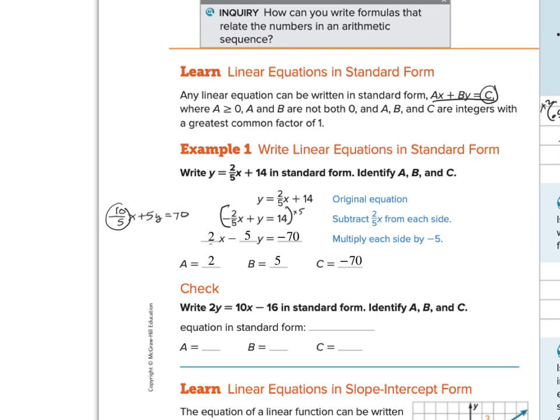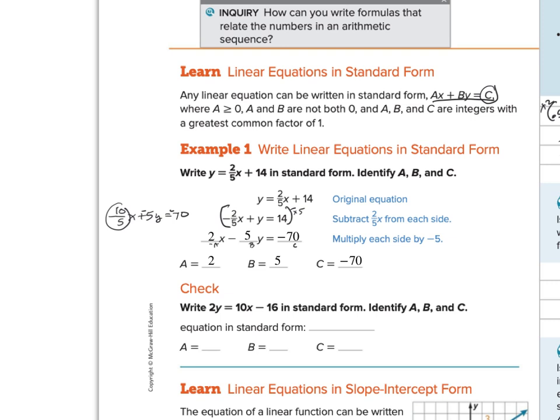They multiply by negative 5 because a negative times a negative became a positive, so that's my bad. That's how we get a positive 2x minus 5y equals negative 70. And then this would be my A, my B, and my C. Okay, so that is just being able to identify what those factors are.